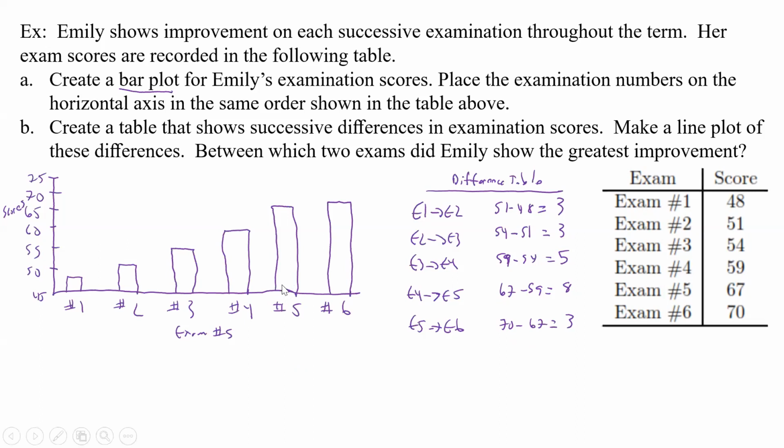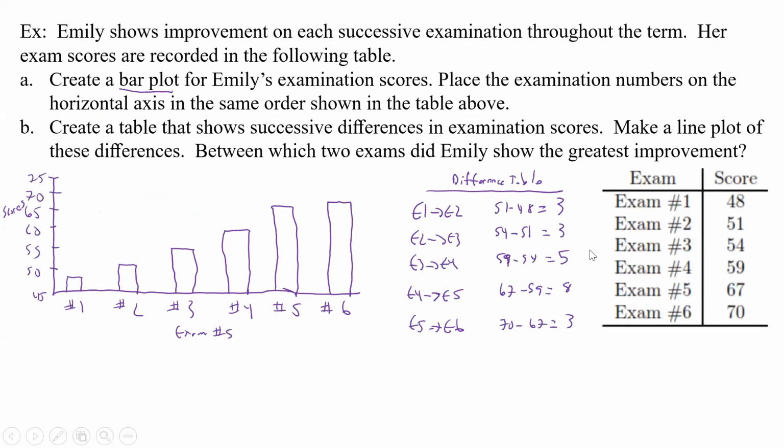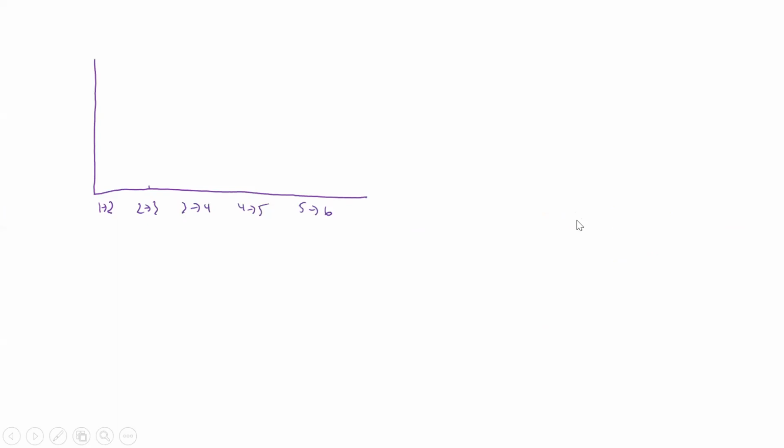So now what we're going to do is we're going to draw a graph and we'll make our line chart. And so we're going to go from one to two, and then we'll go from two to three, and three to four, and four to five, and five to six. All right. And now we need to know the numbers: 3, 3, 5, 8, 3. And so let's go up here and say, okay, let's go by twos. So 2, 4, 6, 8. And we can do 10 if we wanted to.